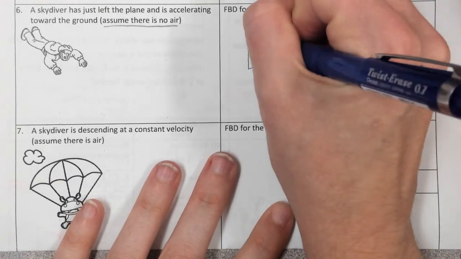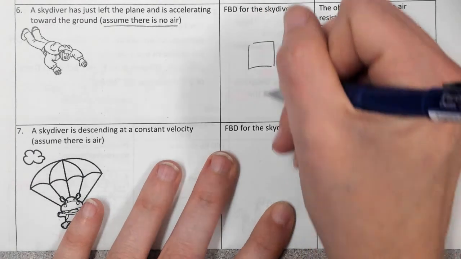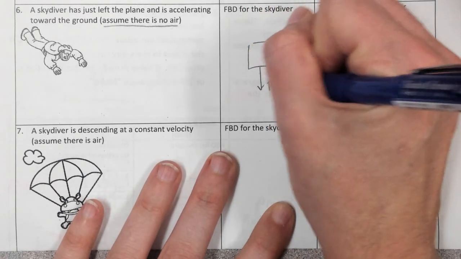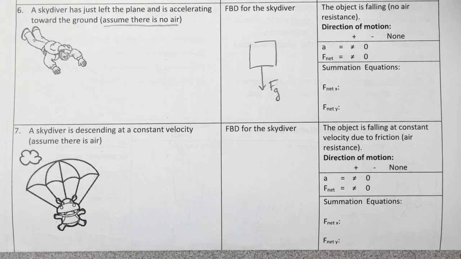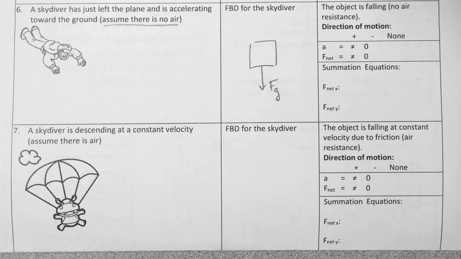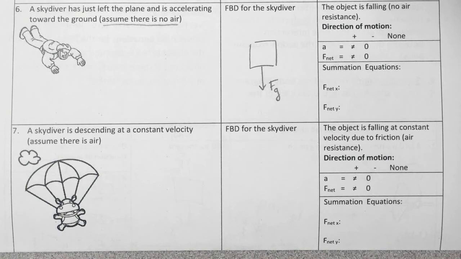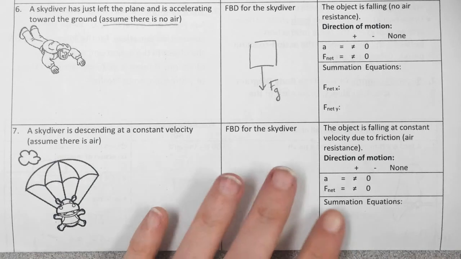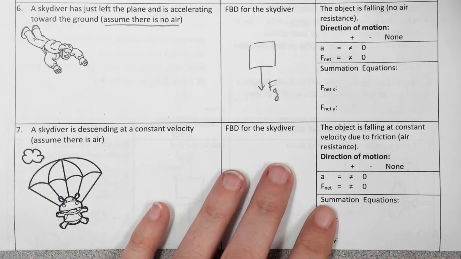What's pulling on the skydiver? Definitely gravity. Is he supported by a surface? Is he pulled up by ropes? Nope. Is there anything going up? Nope. Is there anything sideways? Nope. That's it. That is the free body diagram for the skydiver.